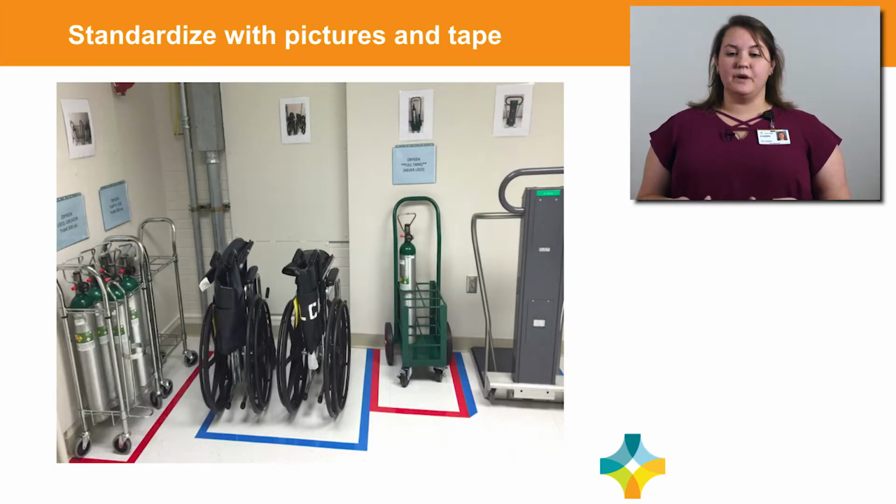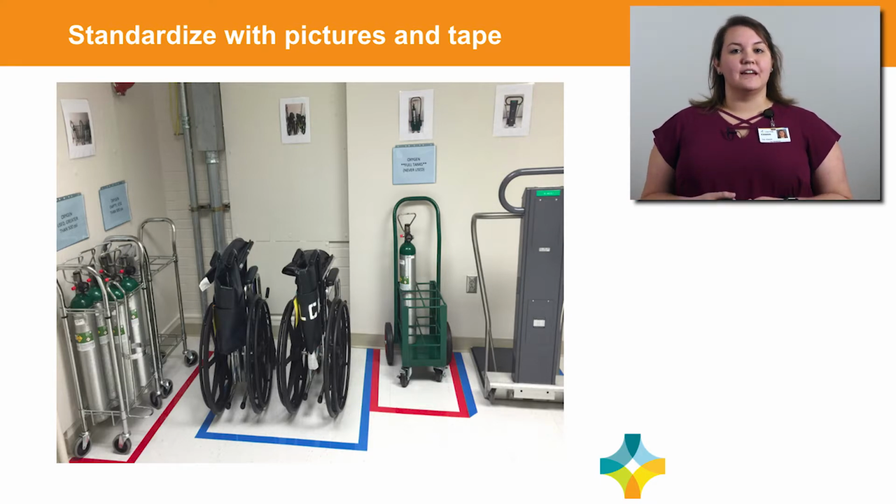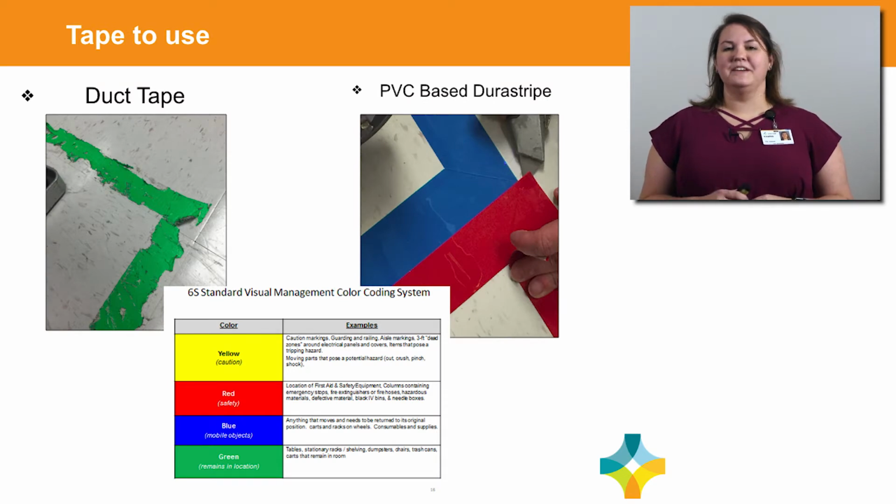You can standardize with pictures. We also have a tape that you can use. The tape helps to mark out on the floor so that nothing else gets put in that area. And then the pictures are up on the wall to show you that this is what belongs in this taped area. Please make sure not to use duct tape. It is a safety hazard and can cause infection control issues. So if you need PVC tape, just contact TUL Services and we can get the website for you to order that.